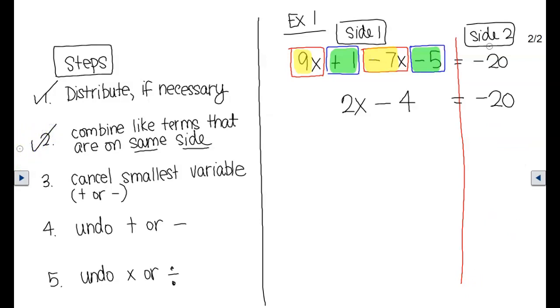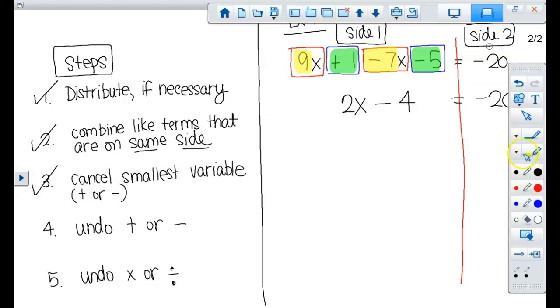All right, now, the next step is to add or subtract in order to cancel the smallest variable. Well, the only variable in the problem is 2x. There isn't another one. So I don't need to do step 3. I can't cancel the smallest variable because there's only one variable in the problem, so I don't know what's smallest. All right, so now we're down to these last two steps.